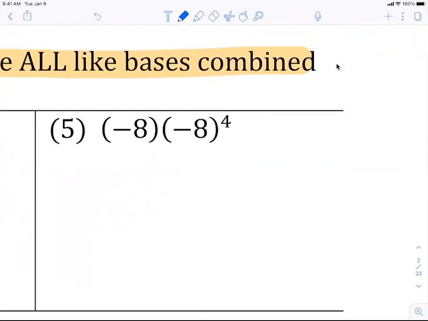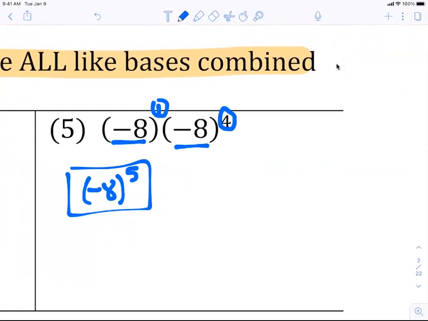Now, even if you have negatives involved, what's inside the parentheses here is a -8, and what's inside the parentheses here is a -8 also, so your base is the same. If I have 1 -8 here and 4 -8s here, we have a total of 5 -8s. This one actually isn't too bad. If you multiply this out, -8 to the 5th ends up being negative 32,000, excuse me, negative 32,768.